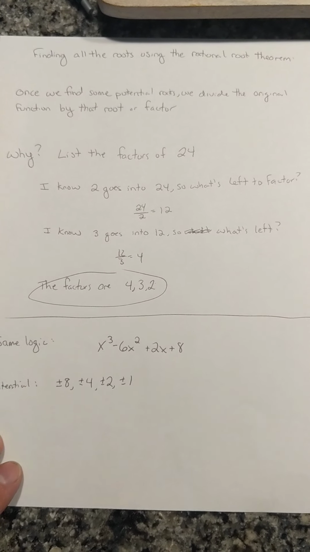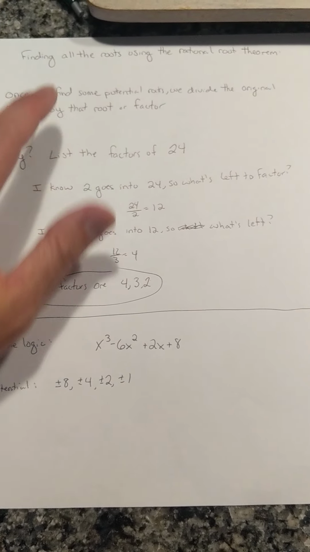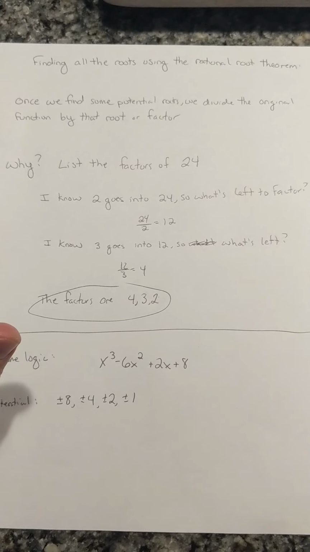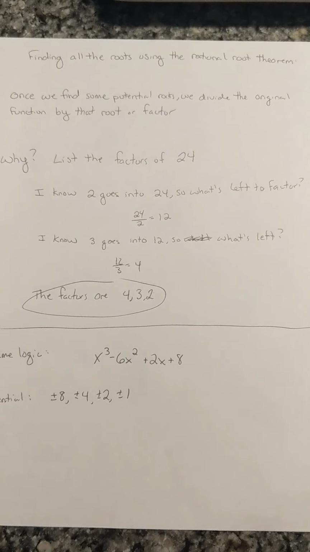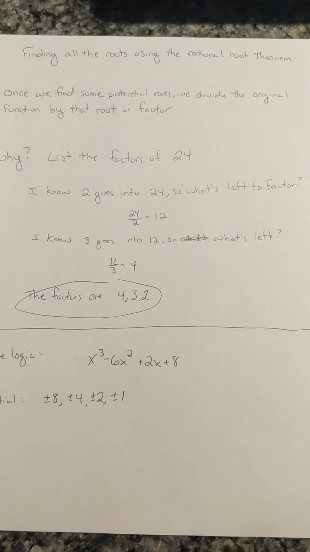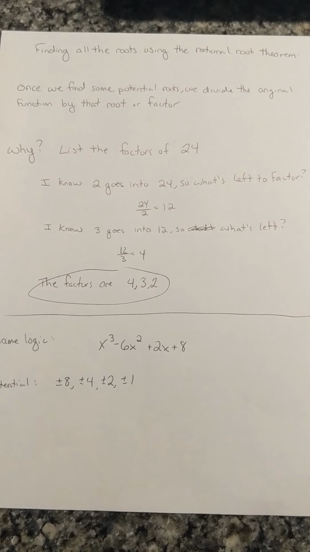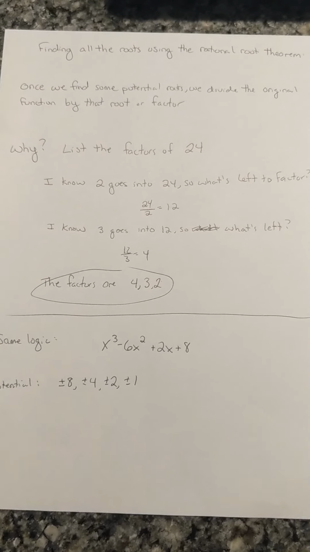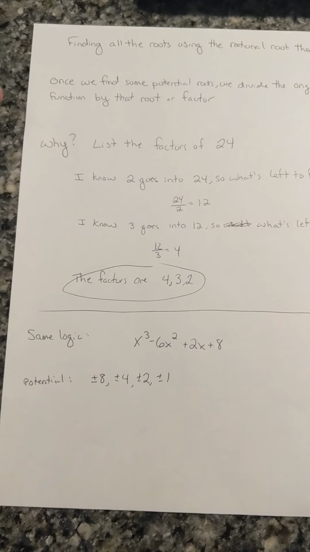So finding all the roots using the rational root theorem. Now I'm saying all the roots because I'm not specifically saying that it's only going to be the rational roots. We could also have imaginary roots, which are derived from solving a quadratic using the quadratic formula, or if it's a binomial, just setting it equal to 0 and solving for it. So once we find some potential roots, we divide the original function by that root, or that factor. Now this is a little confusing as to why we did this, so I just gave a pretty simple explanation as to why.